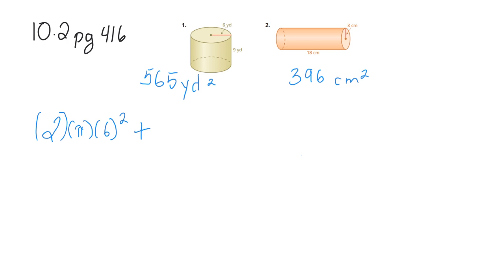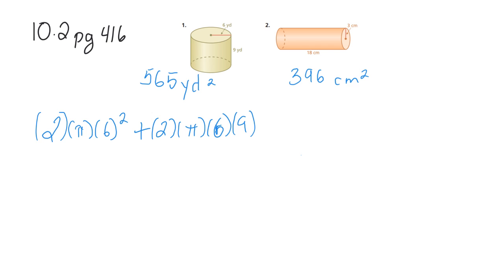We're going to add that to the area of the lateral surface. Base times height. Our base, remember, is the circumference of the circle. So that's 2 times pi times r. And now we multiply that by, well, our r is 6. And we multiply that by our height, which is 9. Now let's add all that up together.